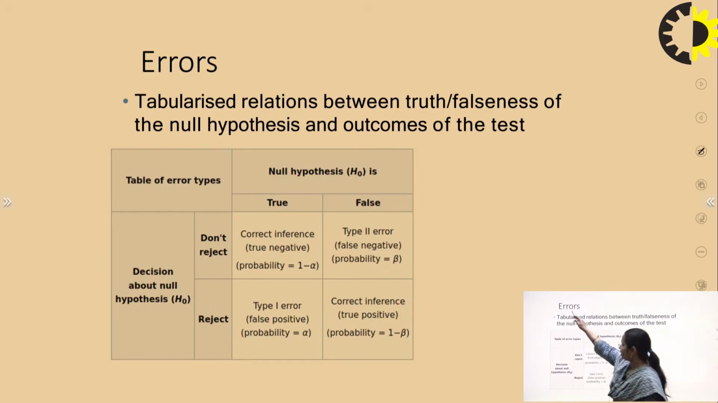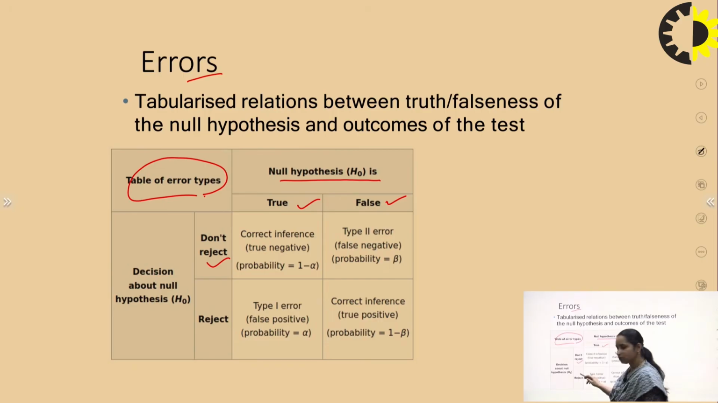So, how do we calculate the errors? In errors, what do we do? We calculate true and false values. Either we will reject or we will not reject, right? So, the decision about the null hypothesis will work like that: correct inference, that means true negatives. True negatives. So, type 2 error.